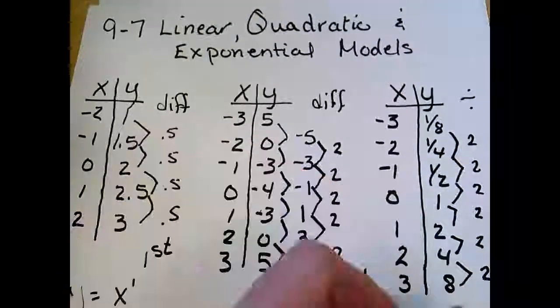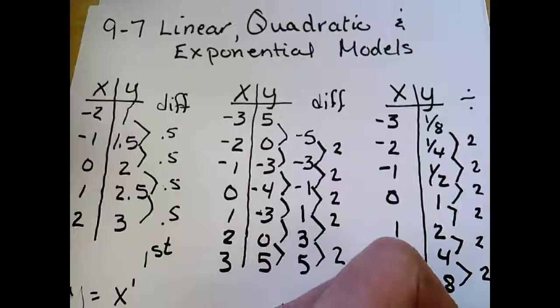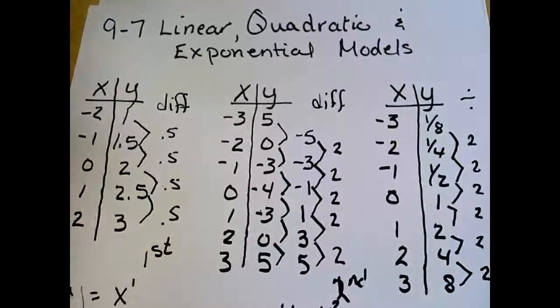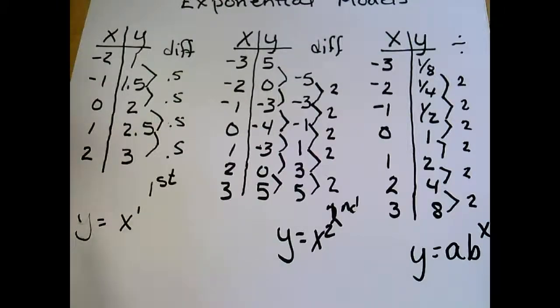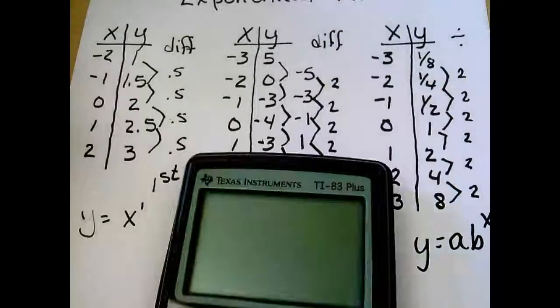This type of equation is the y equals ab to the x. It's an exponential notation. So we can write each equation: y equals x to the 1, y equals x squared, y equals ab to the x. We can also put these into our graphing calculator and find out what type of equation they are.